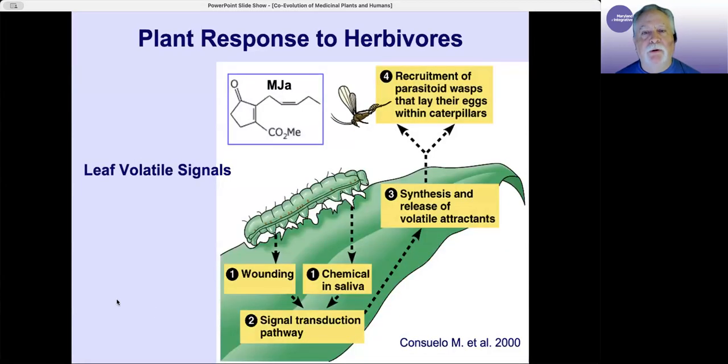Now we have above ground. And here you have what are called leaf volatile signals. That molecule in the blue box is methyl jasmonate, and this is a response to herbivores and insects as well. You have a caterpillar, and the signaling can occur either from simple wounding, and they proved this by mechanically wounding a plant, but also there are compounds in the saliva of an insect that can elicit a response.